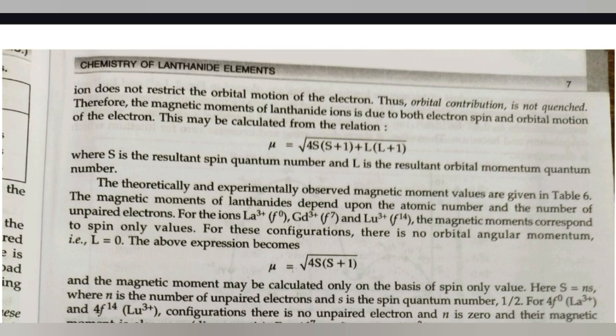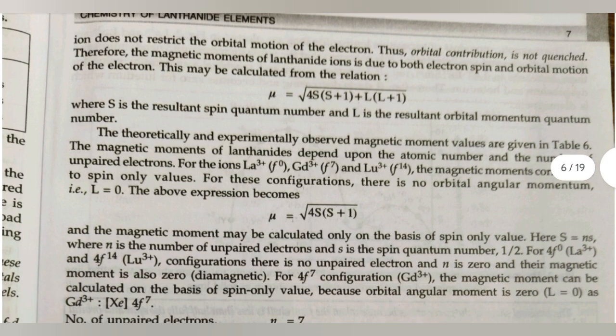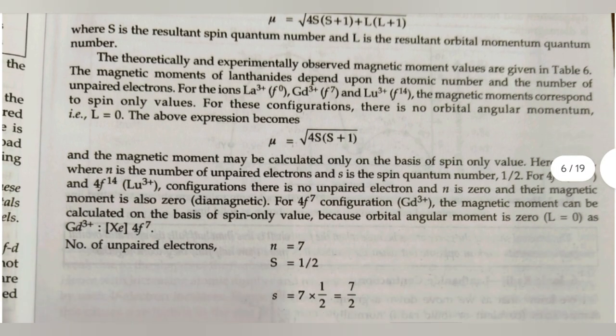This may be calculated from the relation mu equals the square root of 4S(S+1) plus L(L+1), where S is the resultant spin quantum number and L is the resultant orbital angular momentum quantum number. The theoretical and experimentally observed magnetic moment values are given in table 6. The magnetic moment of lanthanides depends upon the atomic number and the number of unpaired electrons.